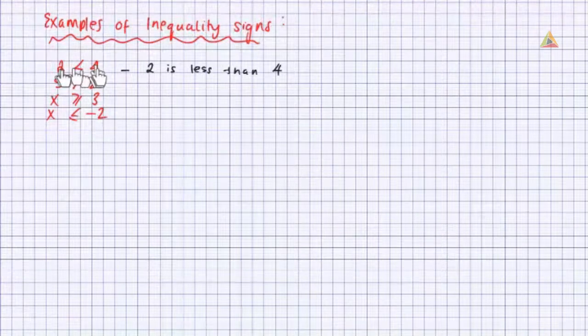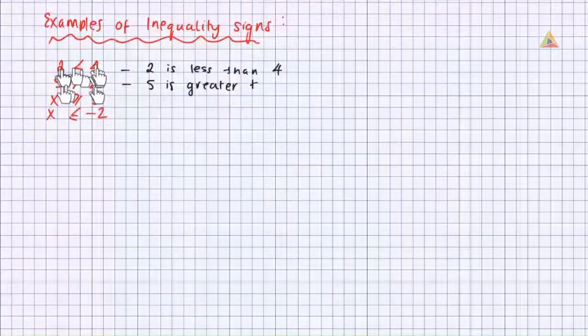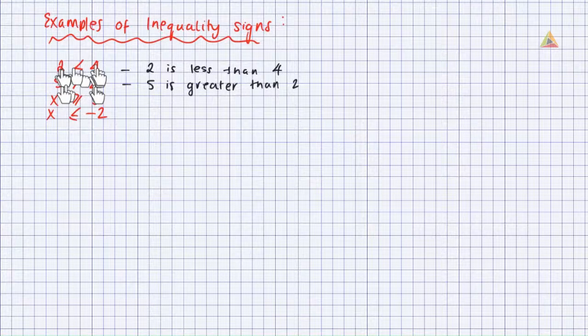Okay, let's look at the next example. 5 is greater than 2 because the wider side is facing the 5. So 5 is greater than 2. So let's write that down. So 5 is greater than 2. Now the next one. X is greater than or equal to. See that little line underneath means greater than or equal to 3. Okay, so let's write that down.